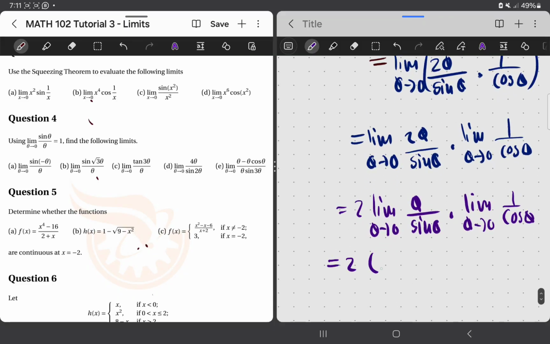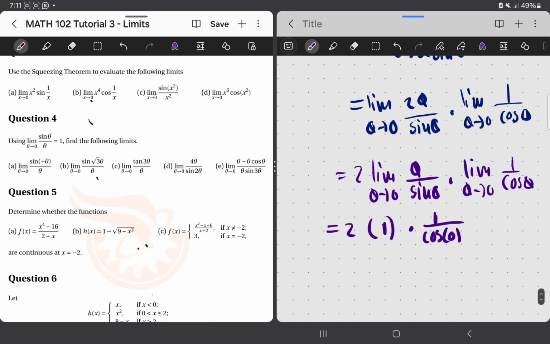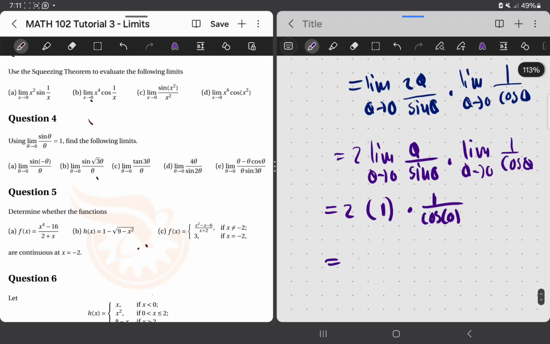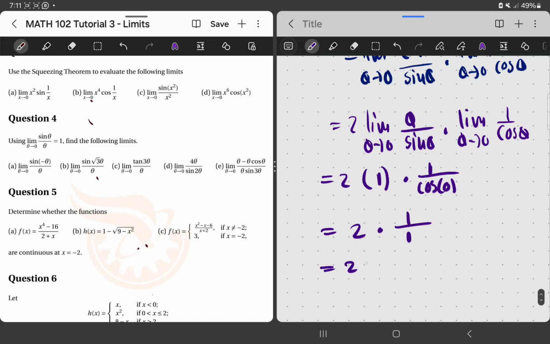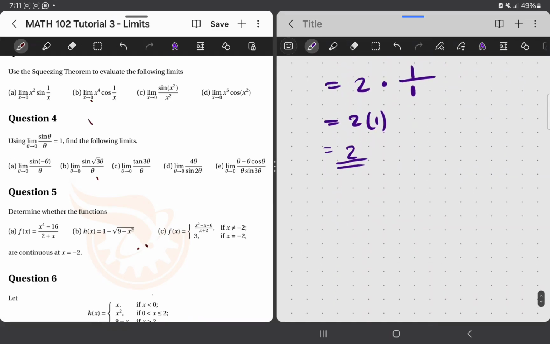Now, this is going to be 2 times, what did we say? The limit as theta goes to 0 of theta over sine theta is the same as sine theta over theta. It will still give 1. So it's going to be 2 by 1 times the limit of 1 over cos theta, which is 1 over cos of 0. You substitute, because the denominator is not going to be 0. Cos of 0 is not 0, it's a 1. So 2 by 1 is 2 times 1 over cos 0, which is a 1. So it's just going to be equal to 2. This is the final solution for this one, and you are done.